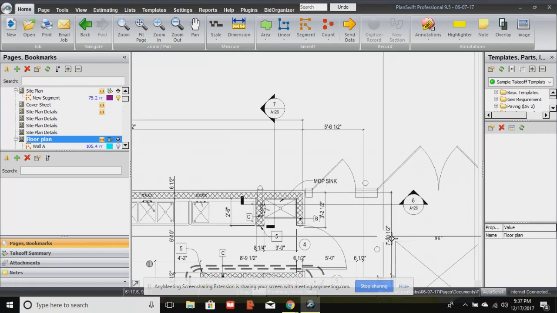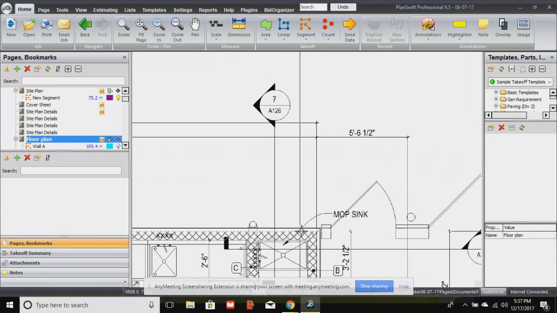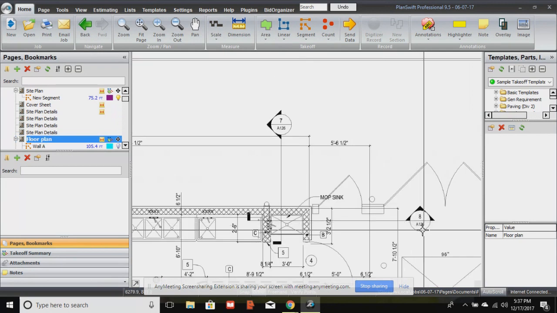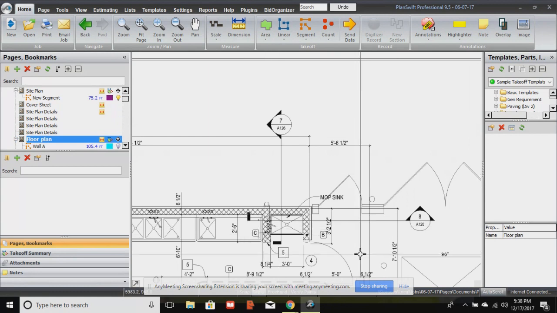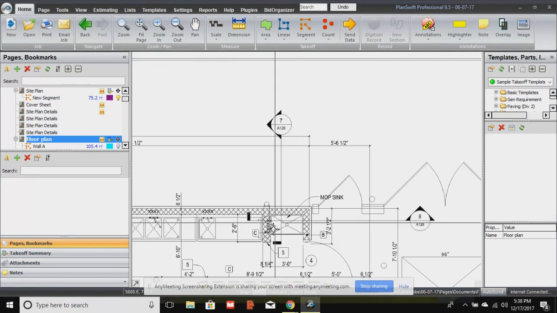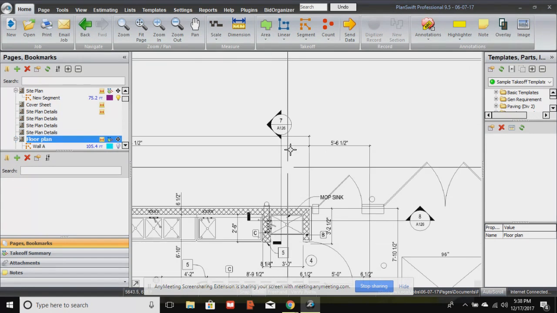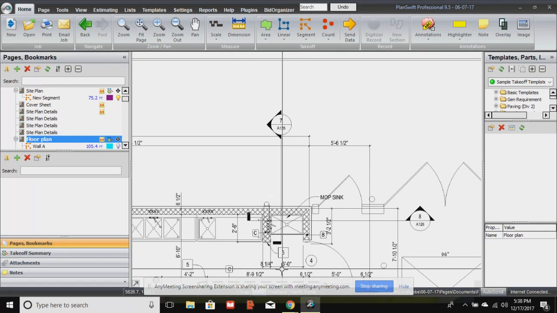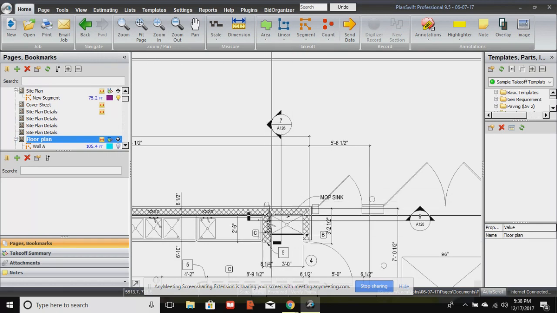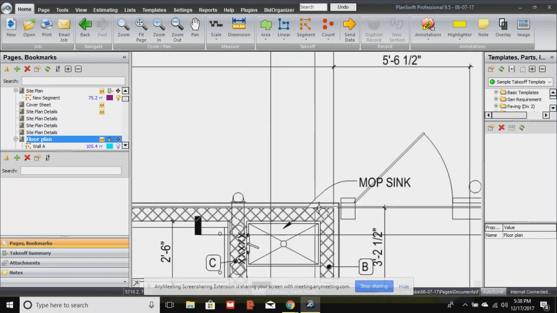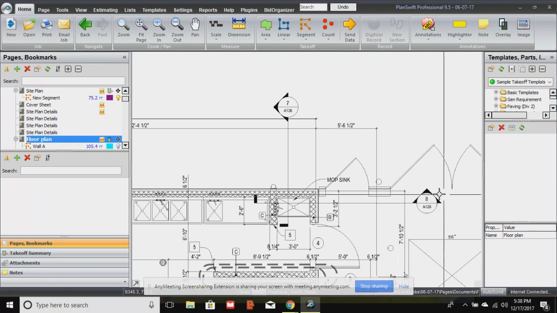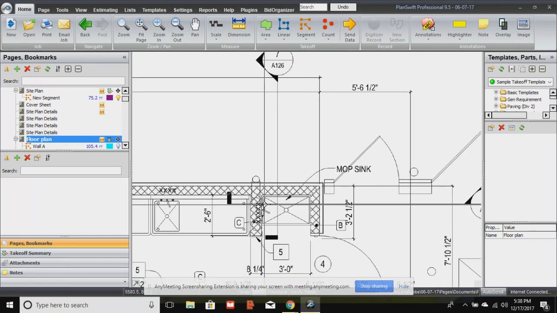Okay? And then you have 7 over A126 and 8 over A126 here at our mop sink. And so what the architect is saying is that wherever that leg is going through, that's the only wall, and these are section views, wall section views. So that is the only wall that this section view refers to. Okay, so it's going through that wall right there, where this 8 over is going through 2 walls.